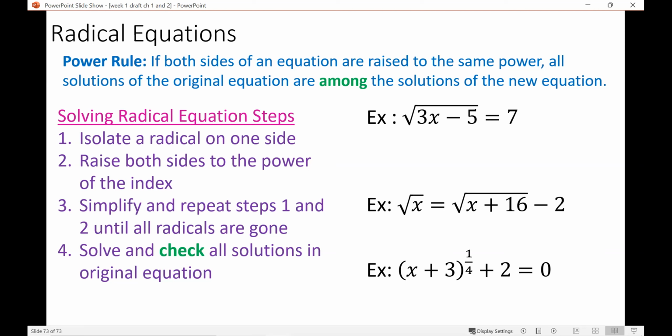And that's because, remember, if you have a square root and you square it, we really don't know where our positives or negatives go. So when we square stuff, we kind of lose that negative information.